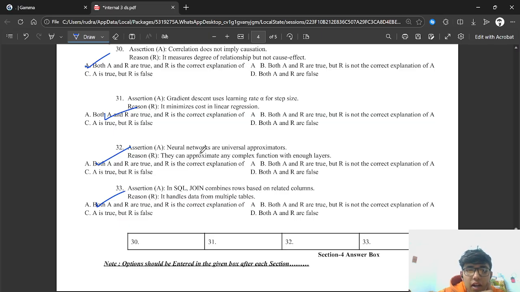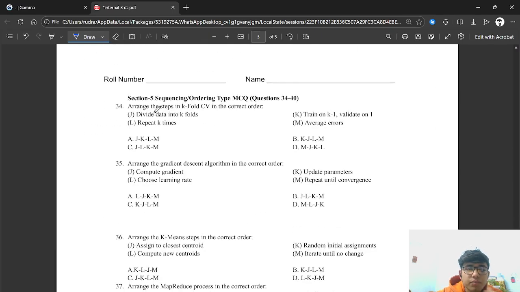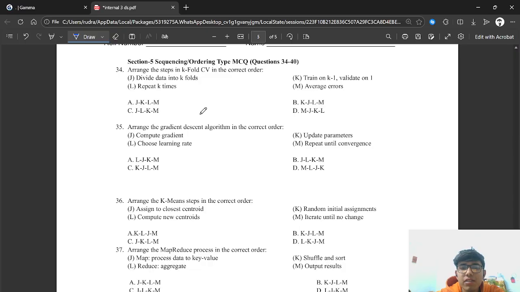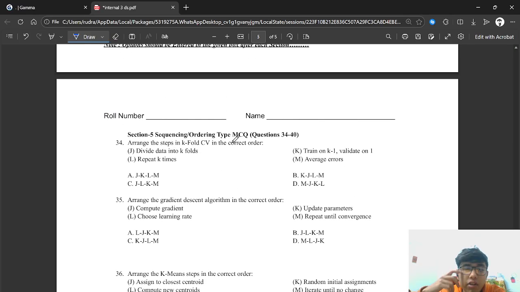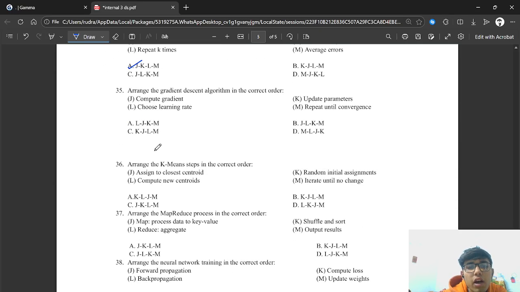So yes. Now moving on to section 5, we need to arrange the steps in order. The k-fold cross validation system uses the JKLM mechanism. So it divides the data into k folds. It will train on k minus 1, validate on 1, and then repeat k times, averaging the errors. So option A is definitely the right one.